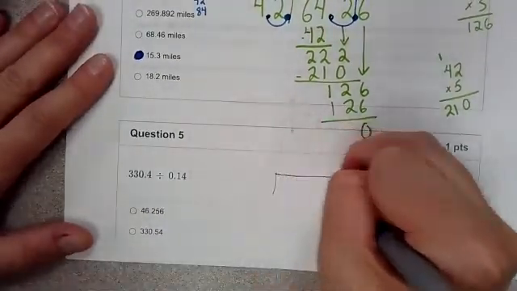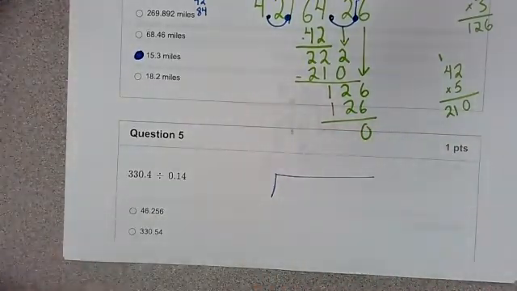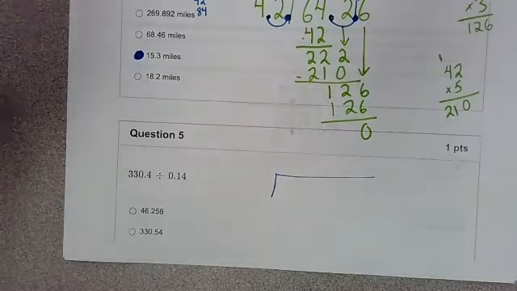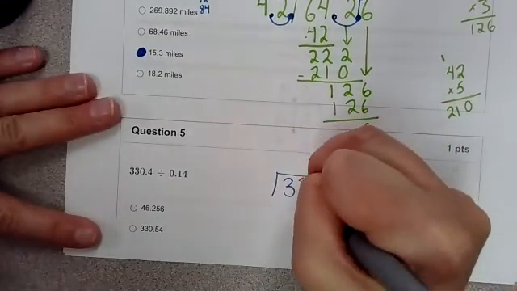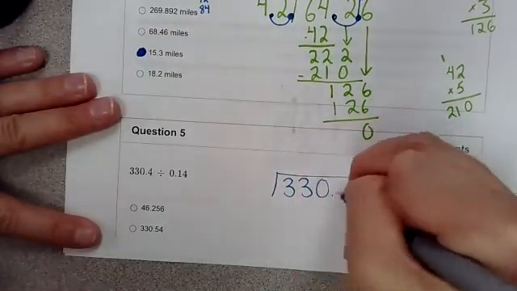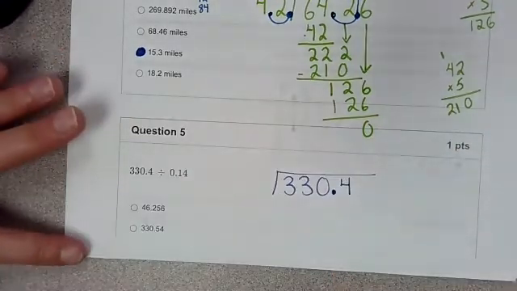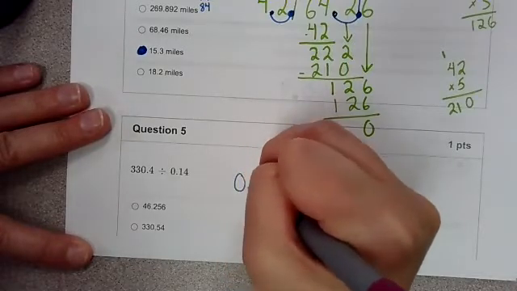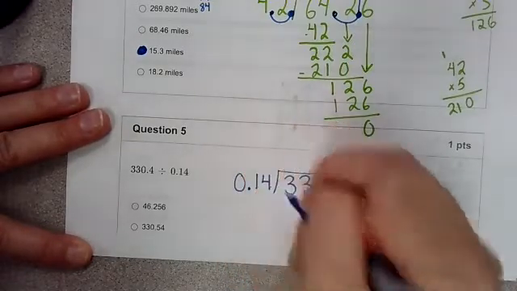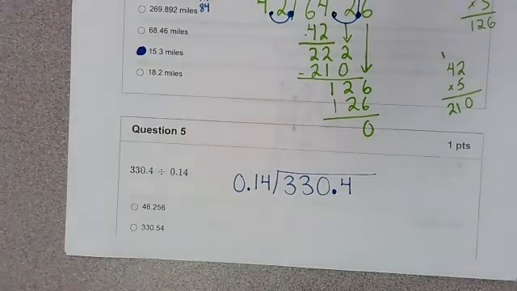All right. Now, this next one. Tristan, I am dividing 330 and 4/10 by 1400ths. What number do I need to put inside the bracket? Good. Put the big number in the bracket. 330 and 4/10. Put it in the bracket. Don't forget your decimal. All right. Outside the bracket, I'm going to put 1400ths.